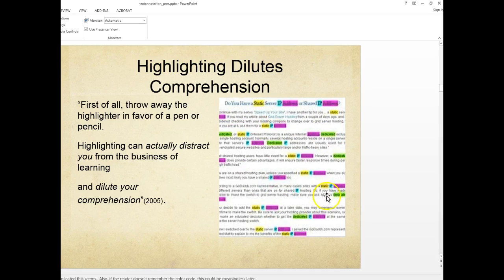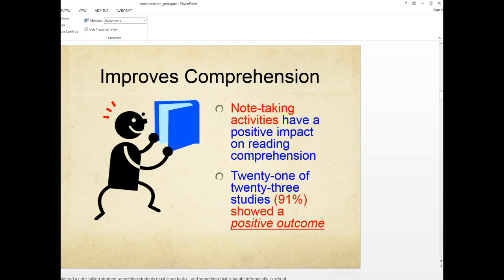So if you're highlighting here, first of all, it's confusing to me. Maybe if you highlight and then write something above it, note to yourself, annotate. But again, studies show that just using highlighters alone can be confusing. Here, note-taking activities help us with our reading comprehension. And there was a study that showed that 21 of the 23 studies showed that people who note-take or annotate have a 91% better comprehension.